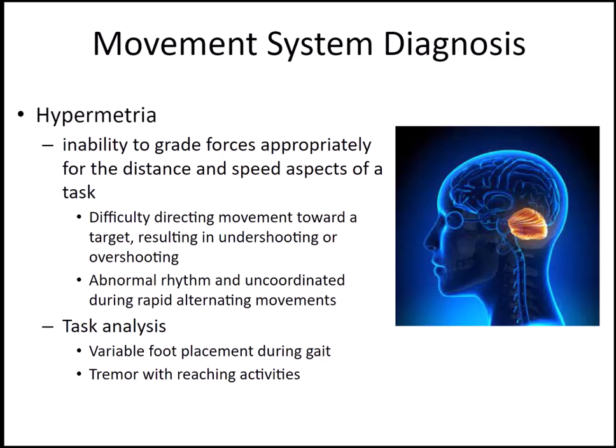When you're watching this patient population do a task, you can look at gait, and you might see variable foot placement during gait, whether that's a compensatory wide base of support to maintain their balance, or even a scissoring gait due to lack of control of limb placement. You may also see a tremor with reaching activities, and this is going to be specifically an intention tremor. That tremor won't be present at rest. It's only going to be present when they're doing something.